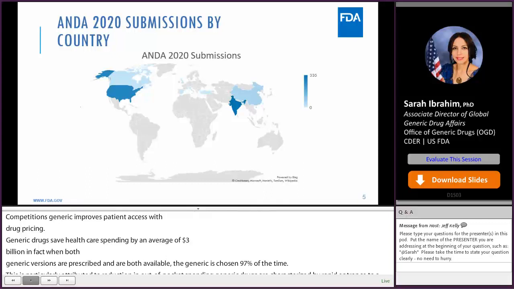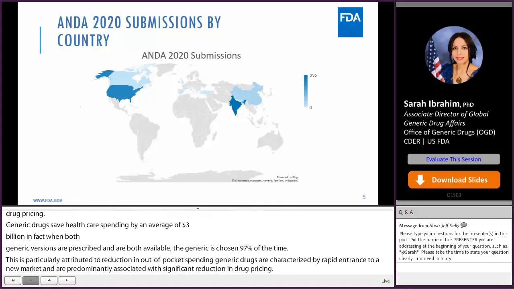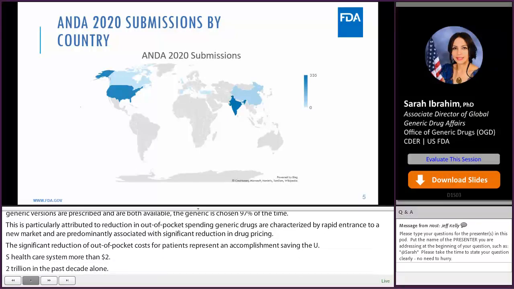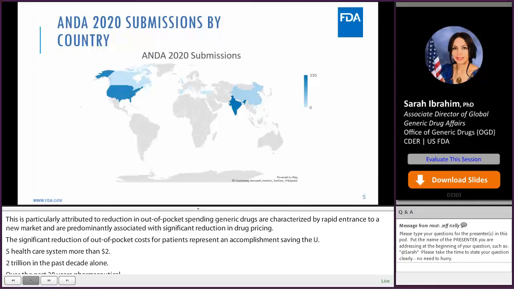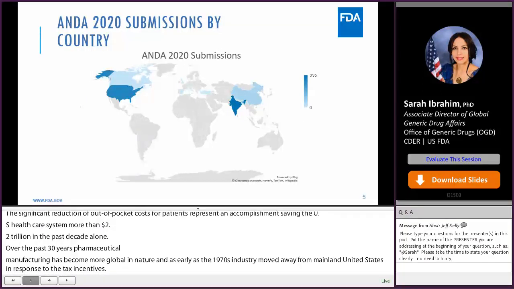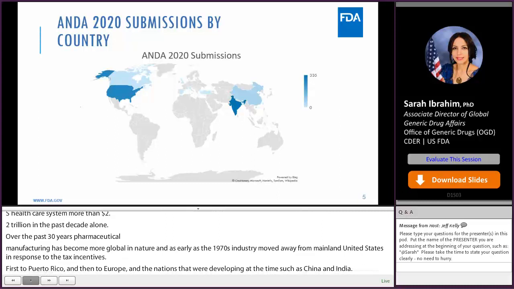Over the past 30 years, pharmaceutical manufacturing has become more global in nature, and as early as the 1970s, industry moved away from mainland United States in response to tax incentives, first to Puerto Rico, and then to Europe, and then nations that were developing at the time, such as China and India. Developing nations can provide substantial cost savings to pharmaceutical companies due to lower labor, energy, and transportation costs. It's also noteworthy that there is often less rigorous environmental regulations.